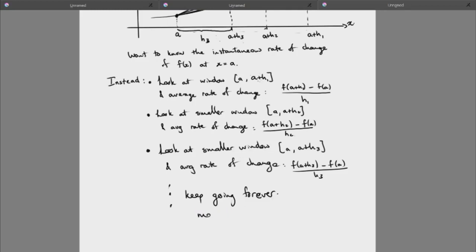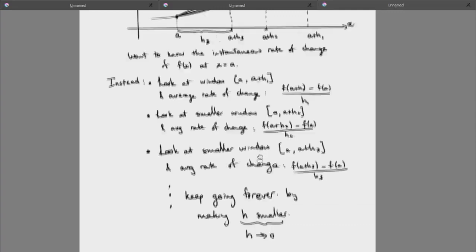By making h smaller and smaller in size. If I said h is getting smaller and smaller, that means h is approaching 0. H will never be 0.